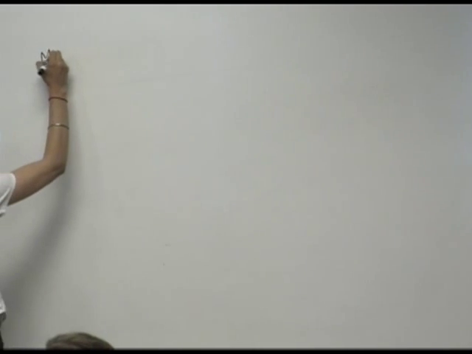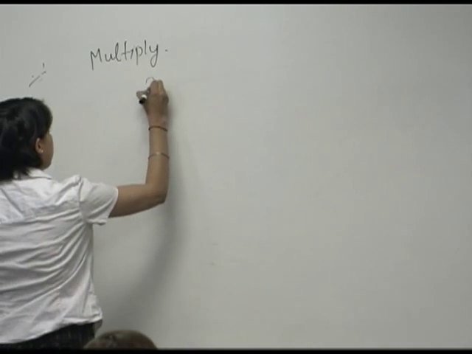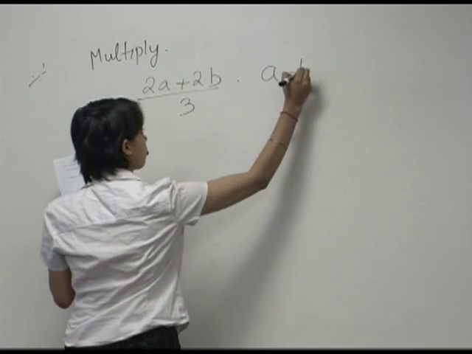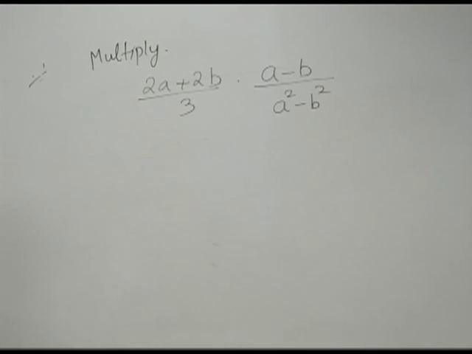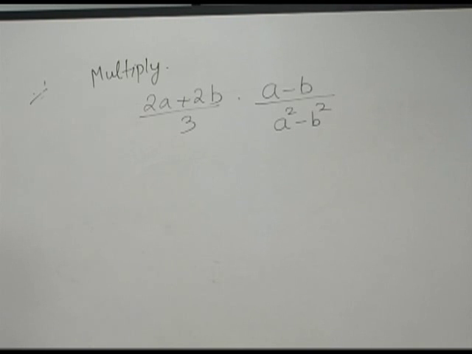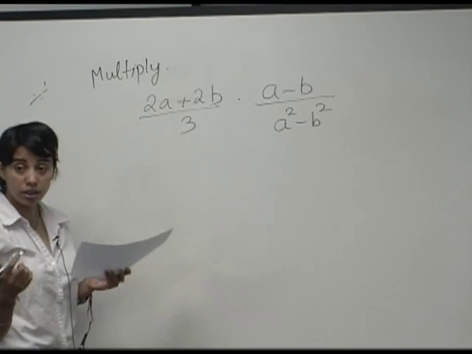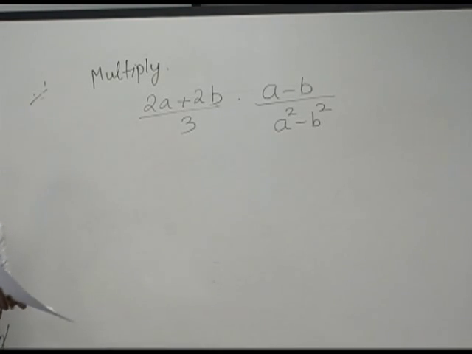All right. Next is multiply. You have 2a plus 2b over 3 times a minus b over a squared minus b squared. So we're going to factor, we're going to see what formula we can use. We can use difference of squares, we can use FLM like factoring. So can we factor anything? Can we pull out anything common, common factor, and then try to cancel.